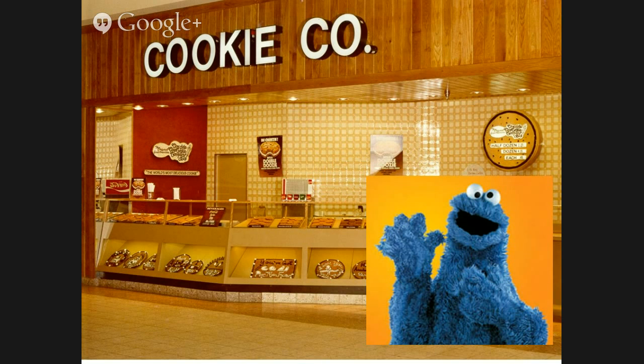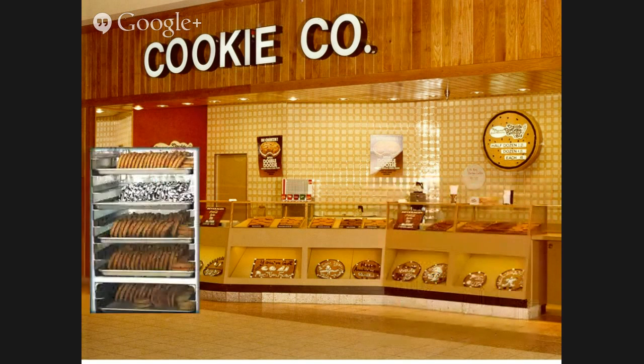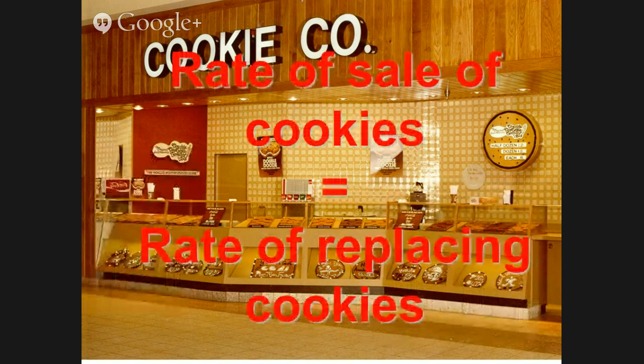Realize you're doing this all day long. Background. No matter what class you're in, C is for cookies. So again, make cookies, somebody buys them. So a way to think about equilibrium is the rate of sale of cookies equals the rate of replacing the cookies. That would be equilibrium.